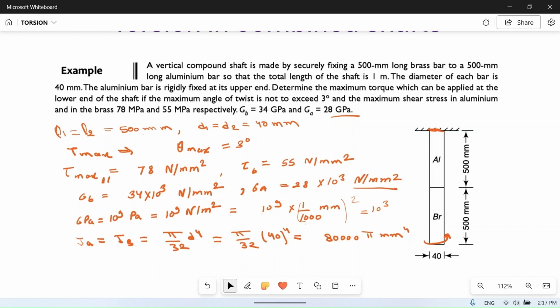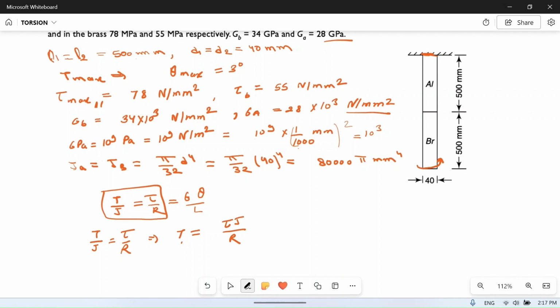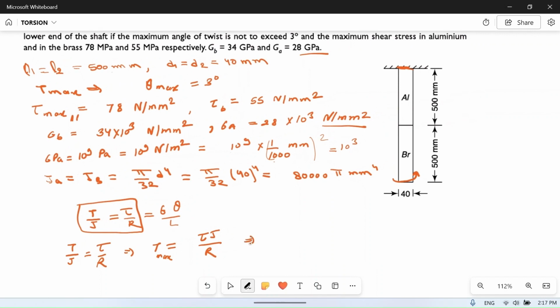Now we know that from torsional equation, T by J is equal to tau by R is equal to G theta by L. So if we consider this portion, then T by J is equal to tau by R, or torque is equal to tau J by R. So we are trying to find maximum torque, so we will put maximum stress here. Okay, so for aluminium, first of all we will calculate for aluminium. So suppose it is Ta is equal to tau aluminium.